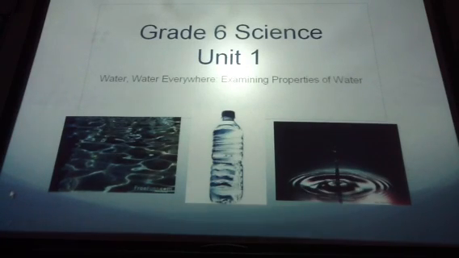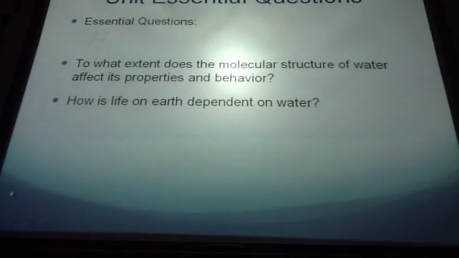Grade 6 Science Unit 1, Water, Water Everywhere, Examining Properties of Water. The essential questions for the unit are, to what extent does the molecular structure of water affect its properties and behavior? How is life on Earth dependent on water?